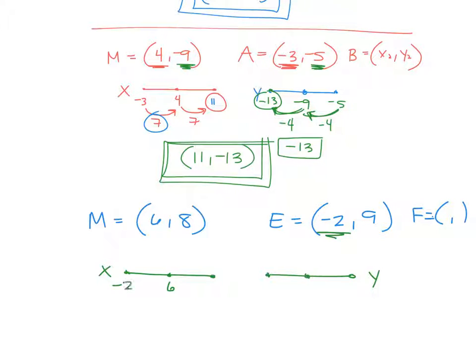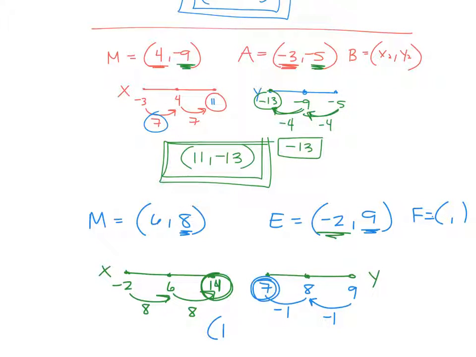What's your other endpoint for your x's? -2, right? So that's going to be to the left of our 6. How many units between -2 and 6? 8. So we need to go 8 more units. So we end up at 14. Okay? So that's going to be our x value. Our y value, our midpoint is at 8. One of our endpoints is at 9. Is that going to be to the left or to the right? You're going to put that to the right. So where do I go to the left? You're going 1 to the left, so go 1 more to the left. We end up at 7. So your point would be 14, 7.